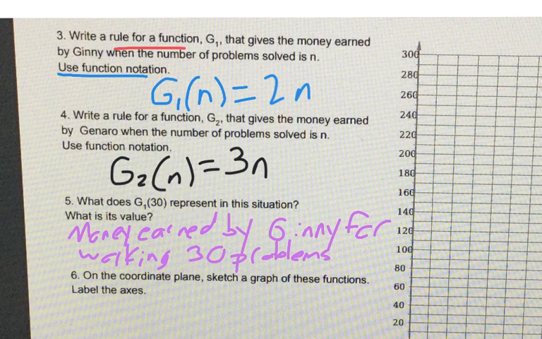Yes, sir. Because it's the whole function, g sub 1 of 30. So that's the y value when x is 30, or when n is 30 in this case. And then the second part of that question, what is this value? It'd be 60 because, so which one are we looking at? We're looking at Jenny's. Jenny makes $2 for every problem. So that value is $60.